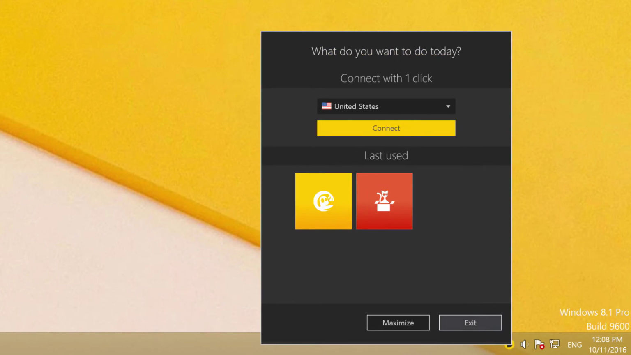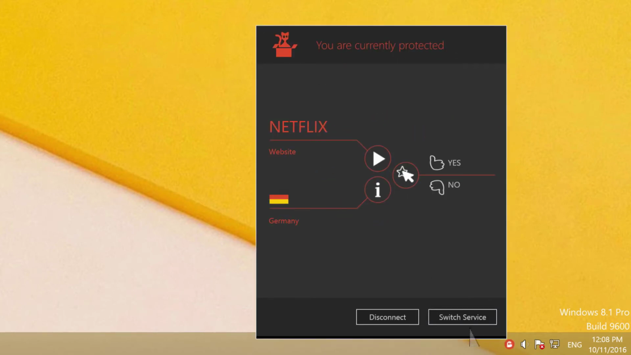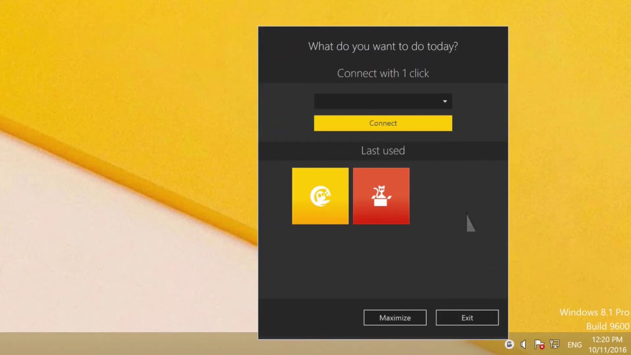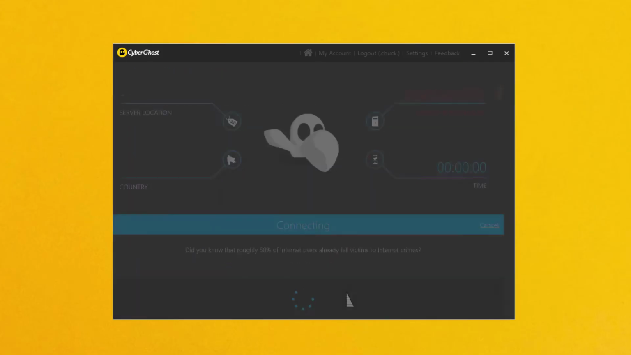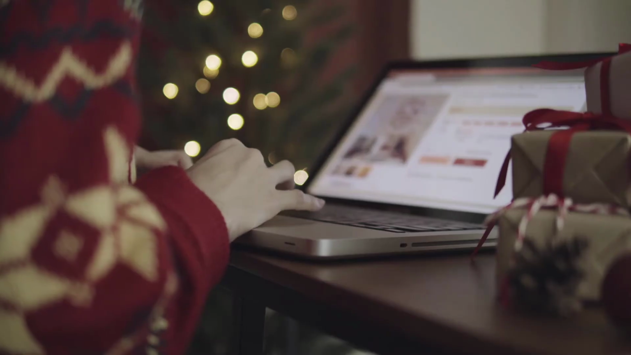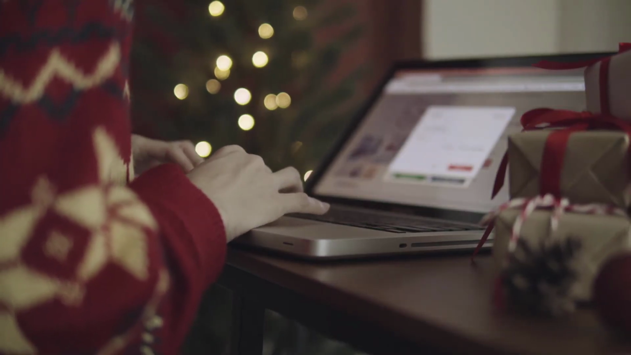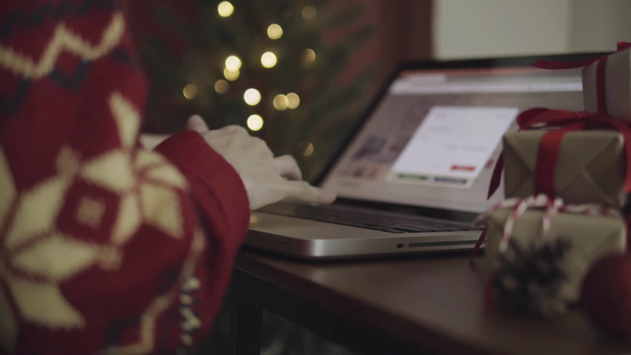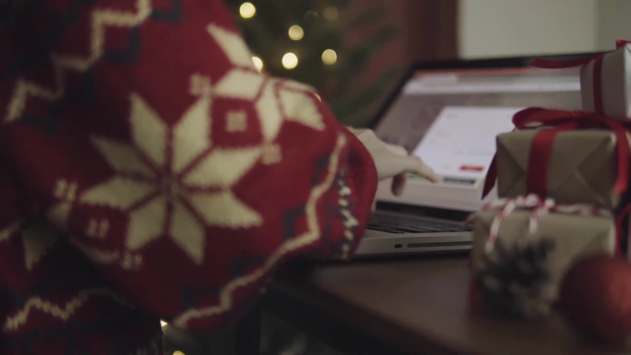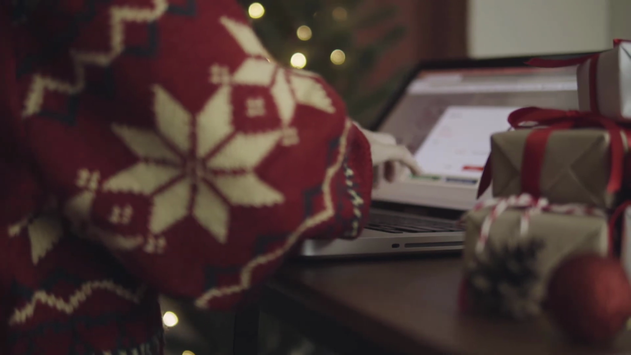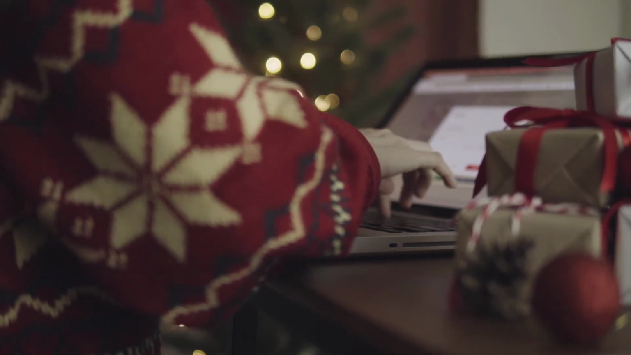CyberGhost offers a 45-day money-back guarantee and also unblocks popular services like Netflix and BBC iPlayer. With that said, it does lack obfuscation or stealth technology, so it's not ideal for users in countries where VPNs are banned. For everyone else, it is a robust VPN that offers fabulous value for money. Try it for yourself and see why CyberGhost holds up against some of the best providers out there.